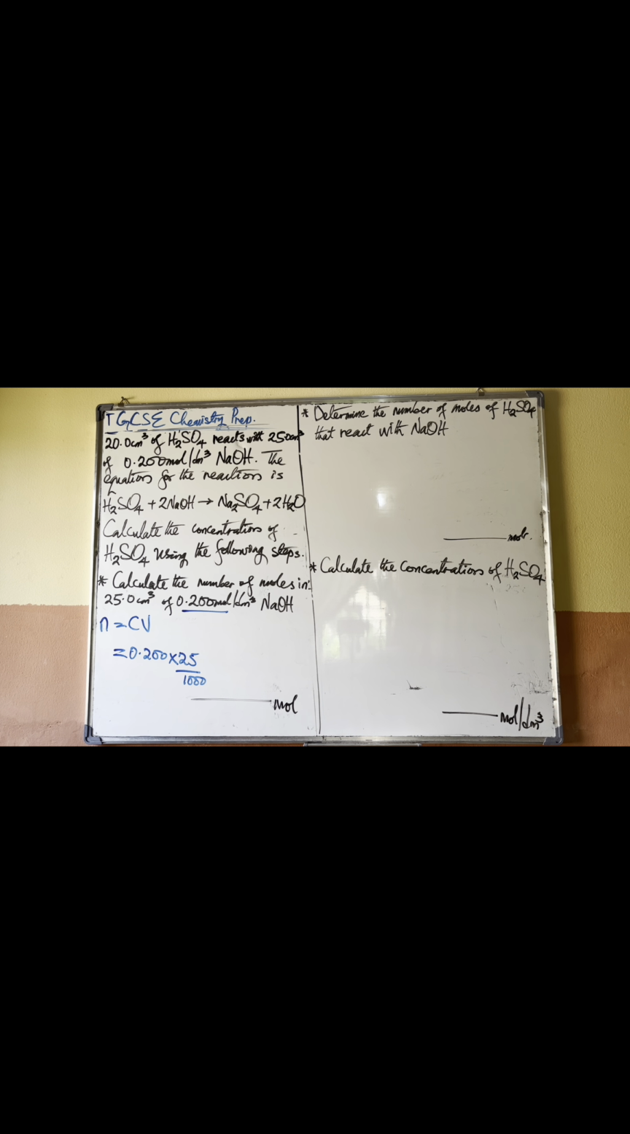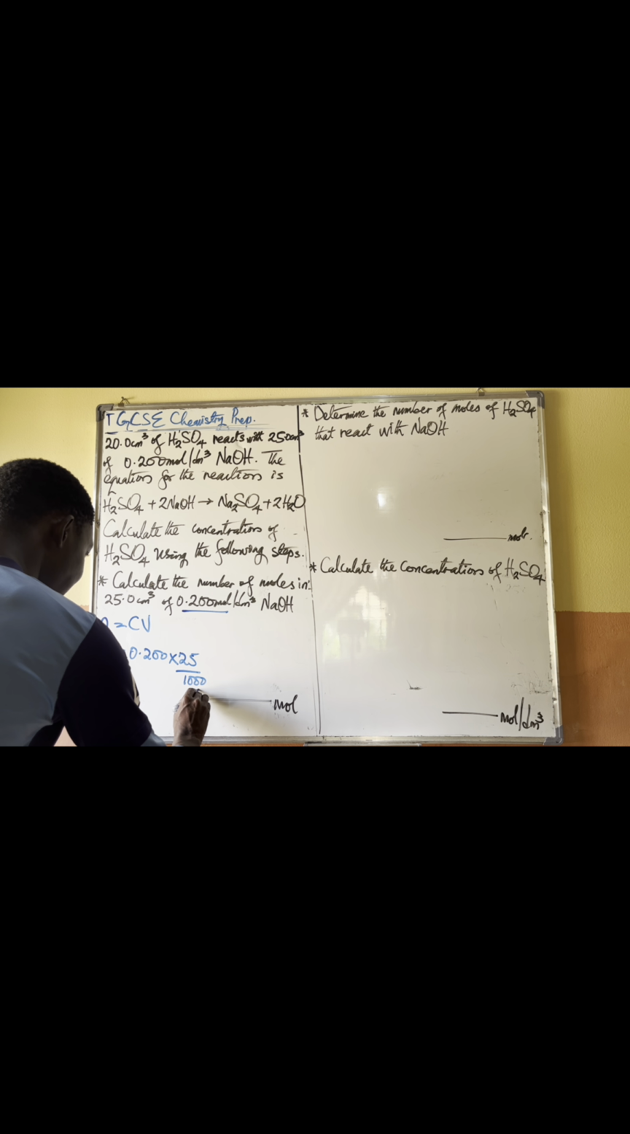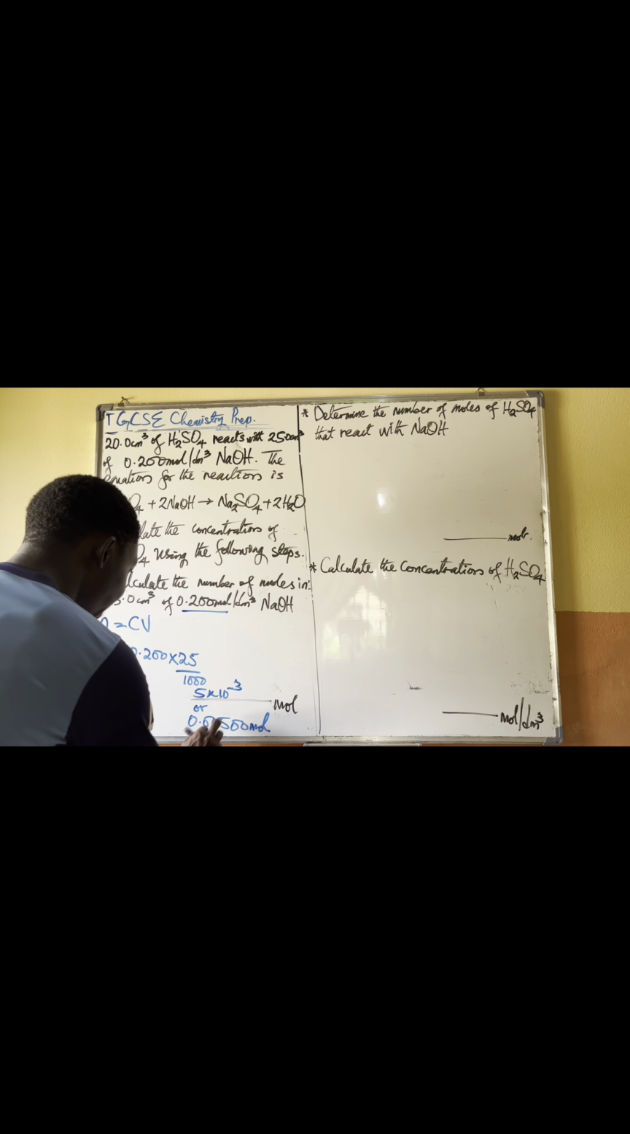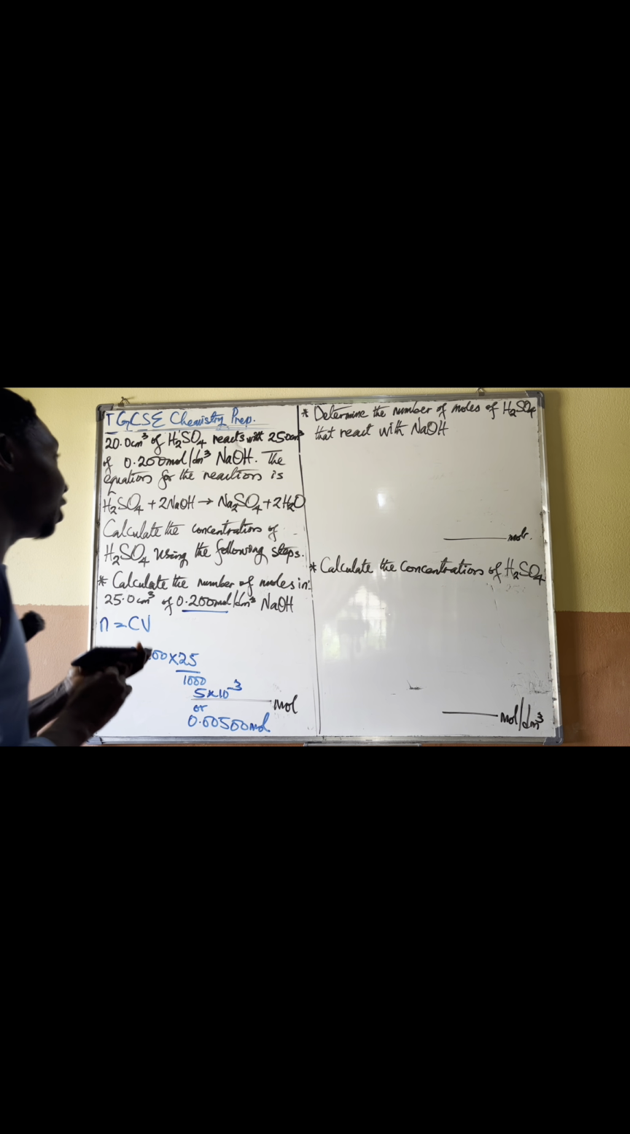So that leaves us with our final answer here. Let me write it here: 5 times 10 raised to the power minus 3 mole, or better still, it's better written as 0.00500 mole. This is 1, 2, 3, yes. So it's better written in the natural form like this than in standard form, but both of them are still permissible answers.